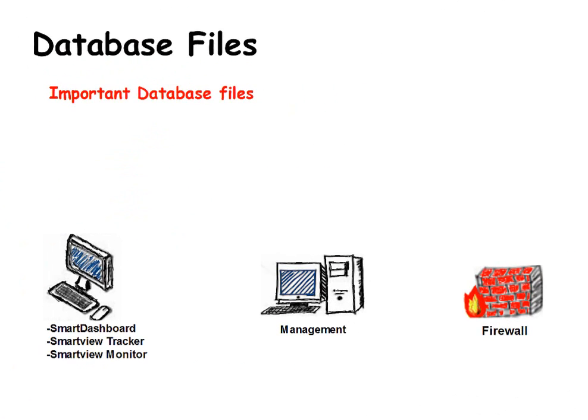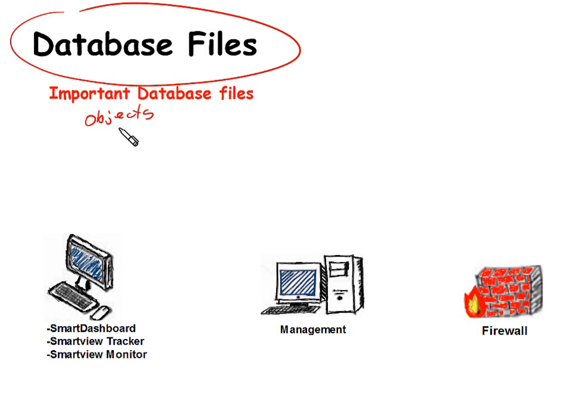So next we're going to discuss some important files. I mentioned before there are database files. There are three databases that are important. The first database is the objects database. The objects database is where you store all your network objects and your host objects, and these objects are stored in a file called objects_5_0.C, and this is located in the $FWDIR/conf directory. This objects_5_0.C is where all your objects are stored: your network objects, your host objects, your firewall objects.